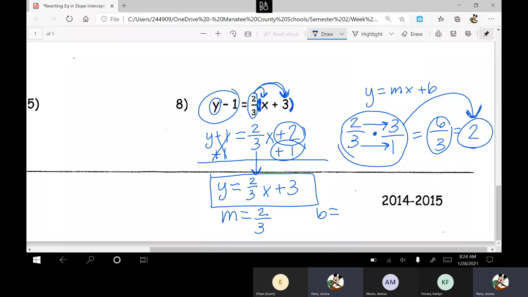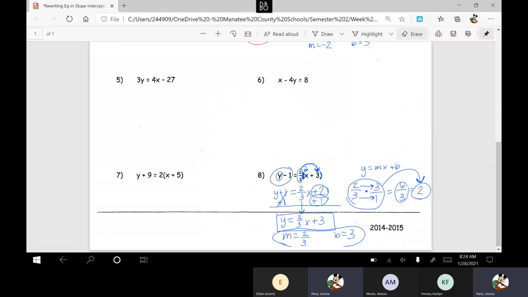And then we're going to look and see what's in the same spot as b. Perfect, b is 3, the positive 3. Good job, guys. Okay, so the final answer for number 8, I've got it in my box here, y equals 2 over 3x plus 3. And then we've got our extra practice down here just to get you ready for the next topic, writing out m equals 2/3 and b equals 3.